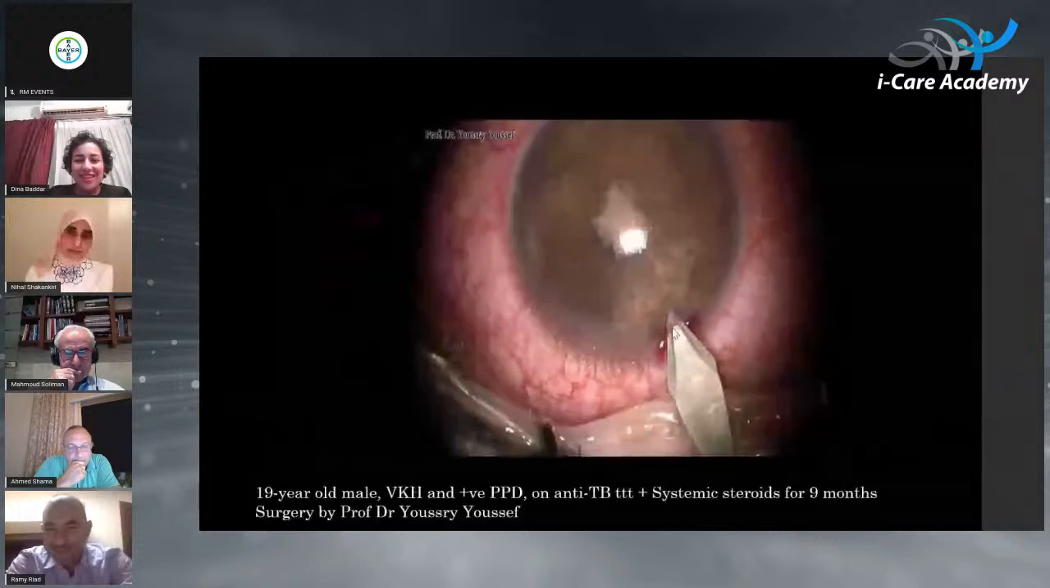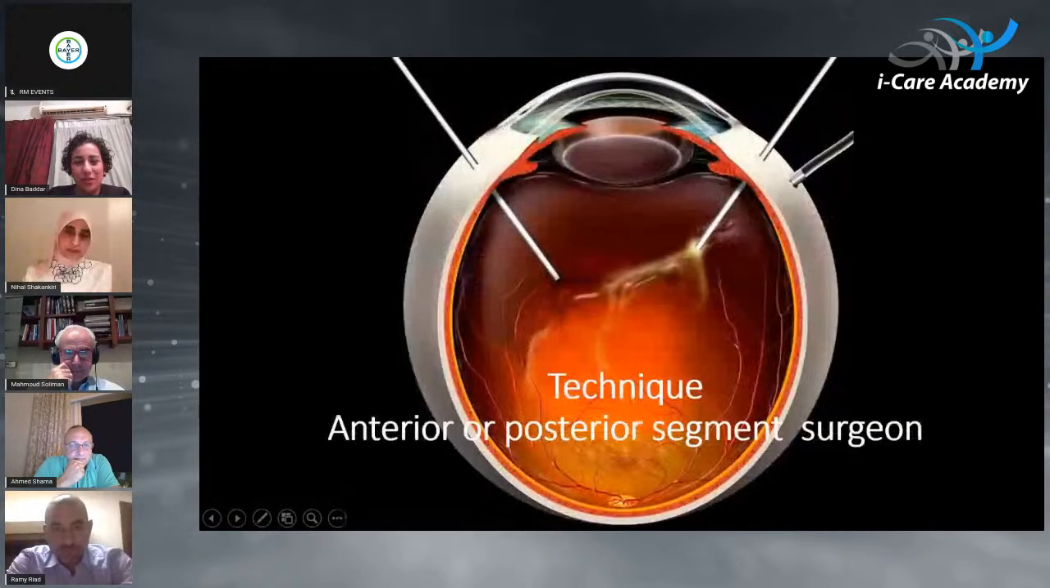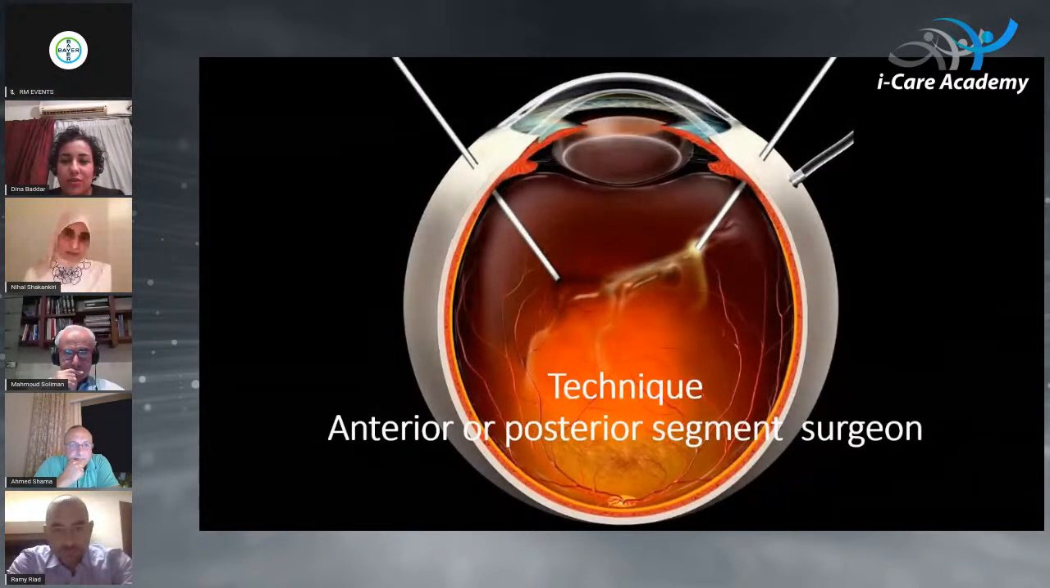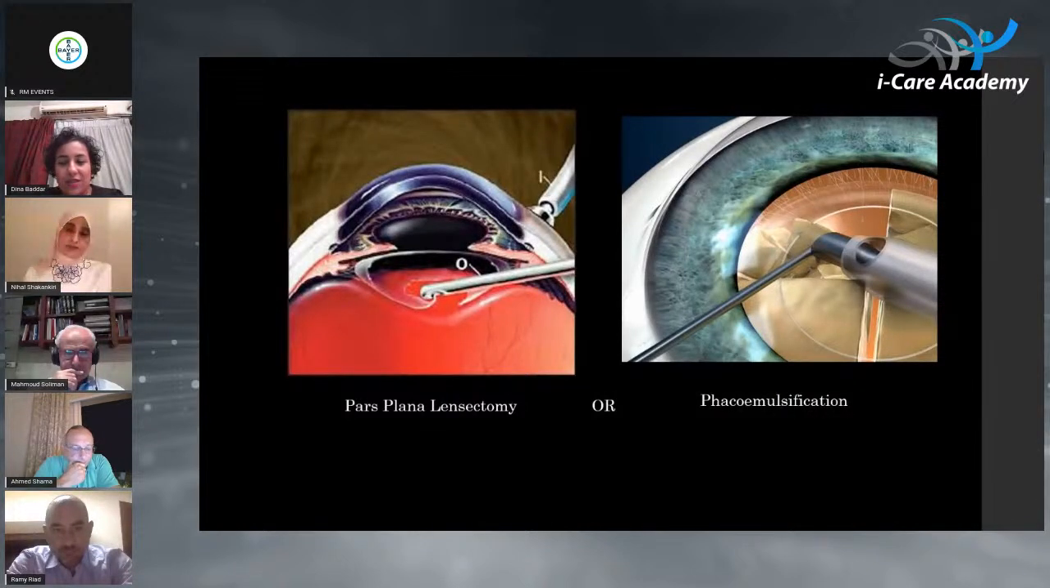All right, excellent. So this is the Malyugin ring insertion. I'm just running past these. Okay, technique. Anterior or posterior segment surgeon: do you do a lensectomy or do you do a phaco? I'll start with Dr. Nihal.